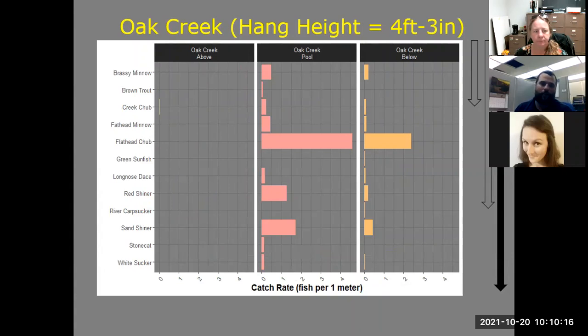this is where we start getting into our larger drops. This one had a 4-foot 3-inch drop. And one thing to note here is the x-axis goes up to 4 fish per meter, which was that site that I showed you earlier with the 359 flathead chubs. So below and in the pool, there were an extremely high number of flathead chubs, and flathead chubs need to be able to make runs up these tributaries for their life history for spawning purposes. So this just kind of shows that there is a barrier there that they need to address.